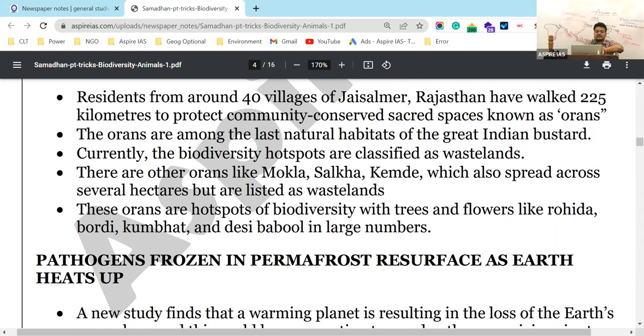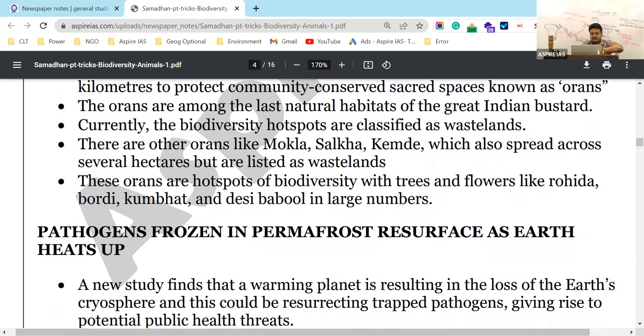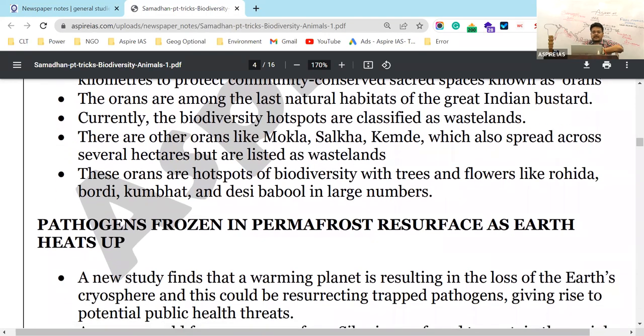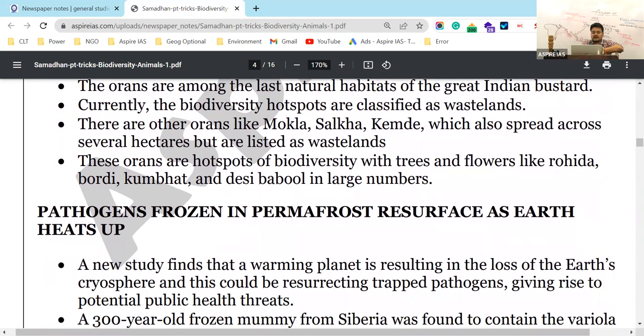Currently, these biodiversity hotspots are classified as wasteland. There are other orans like Mokal, Salkaha, Kamedi, which also spread across several hectares but are listed as wasteland. These orans are hotspots of biodiversity with trees and flowers like Rohida, Bordi, Kumbhat, Desi Babul. All these are desert vegetation.